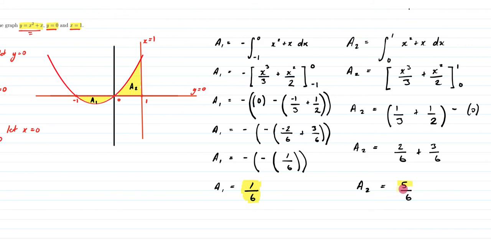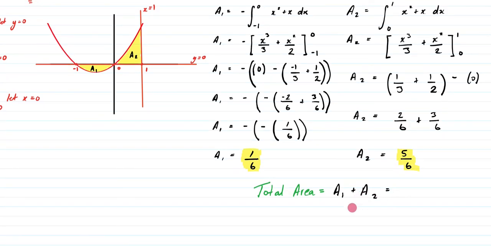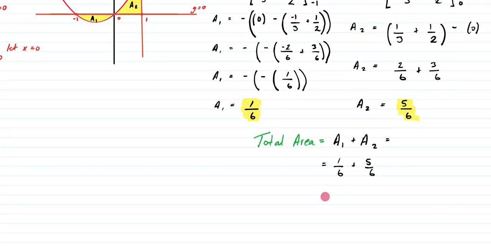So let's highlight that. Now what I'm going to do to find my total area, so I might do this in green, to find my total area, I will add together A1 and A2. So total area is going to be equal to A1 plus A2, which is going to be 1 over 6 plus 5 over 6, which is going to be equal to 6 over 6, which is going to be equal to 1. Hooray.